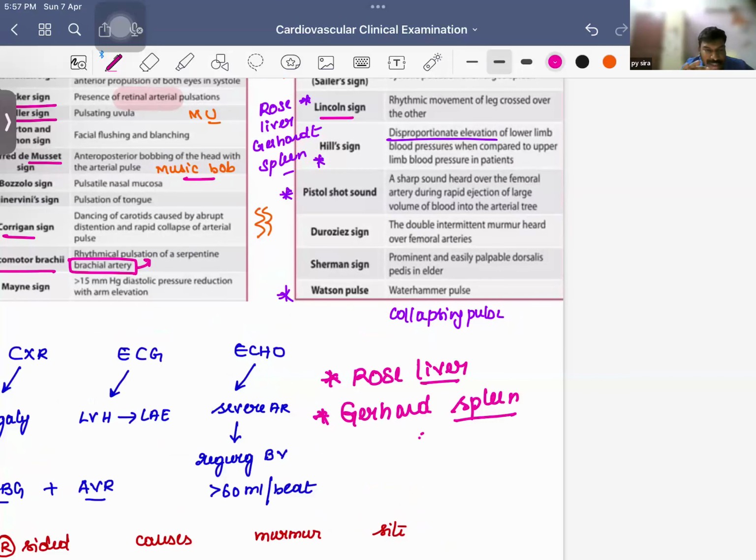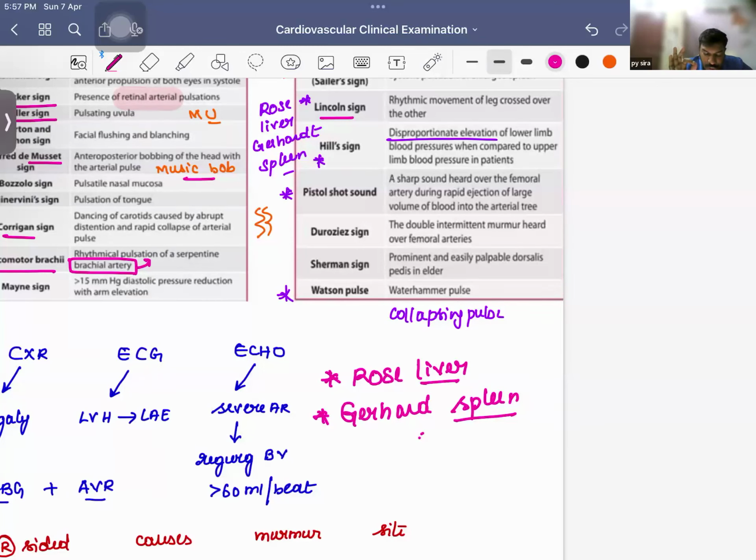The next important thing is Hill sign. What is this Hill sign? We already saw: systolic blood pressure minus diastolic blood pressure, the normal being 30 to 60. Whenever it is increased, it is going to be significant.